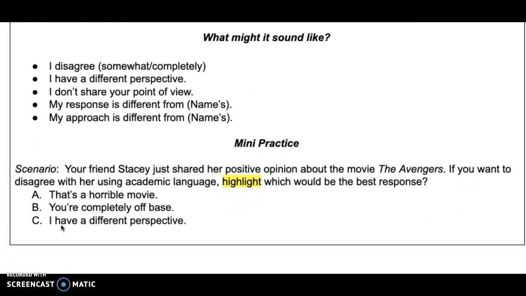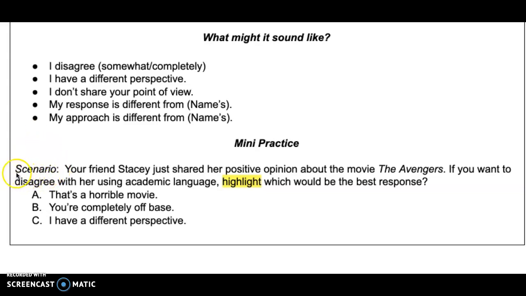So what might it sound like? Here are some sentence frames to help you disagree respectfully. I disagree somewhat or completely. I have a different perspective. I don't share your point of view. My response is different, or my approach is different. Now let's do a little mini practice.